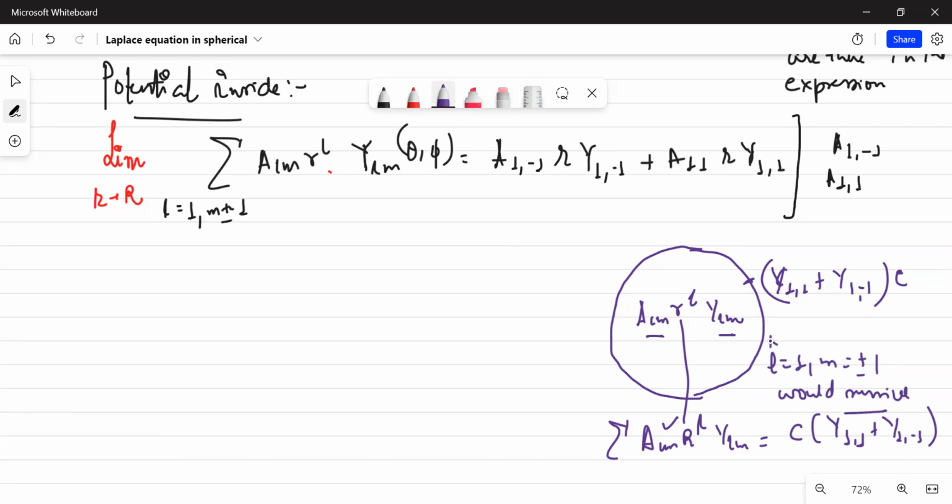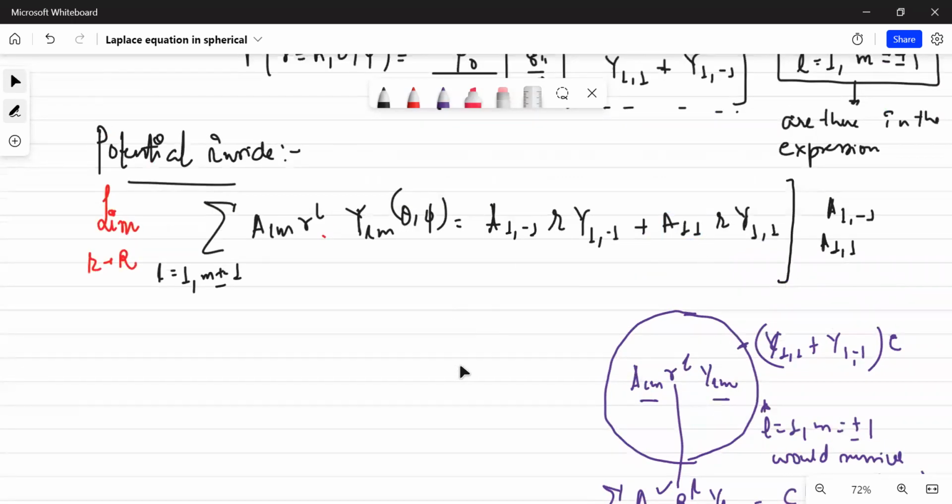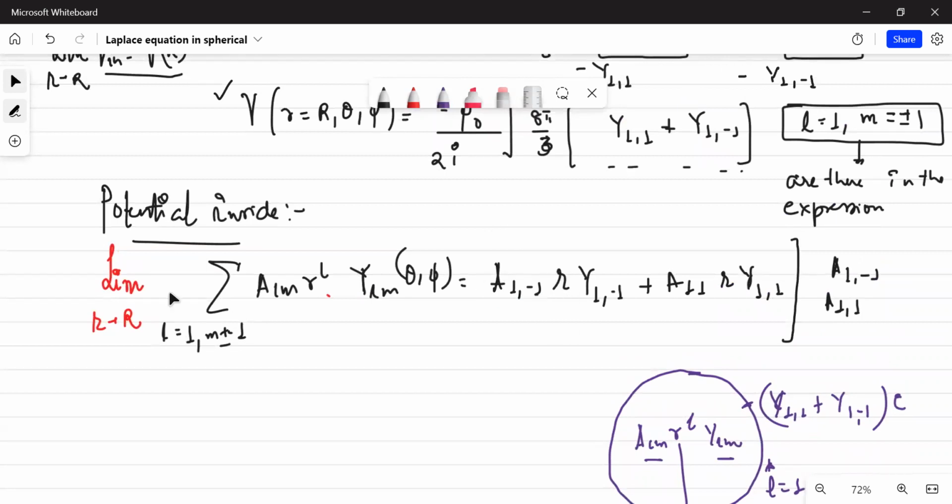Is that clear? Okay. So overall, you just find this A11 and A1 minus 1. At r equals R, if I place the potential inside in general, it is given by this. Now on the surface, this will be A1 minus 1 R raised to power 1 only because L is 1, and then you have this Y1 minus 1 plus A11 R Y11. It will be equal to what?